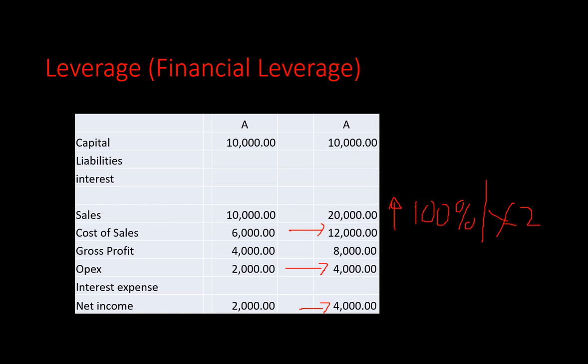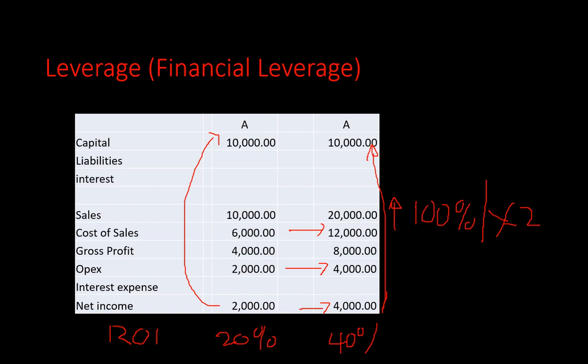If you compute for your return on investment for year 1 and year 2, that's net income divided by your capital. This one is 20%. And for the second period, 4,000 divided by 10,000, that's now 40%. So your return on investment also doubled.